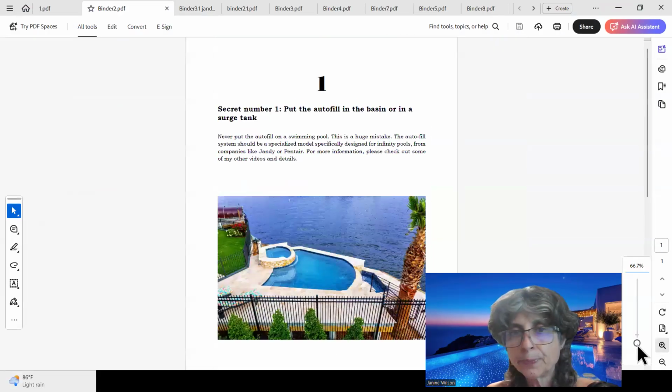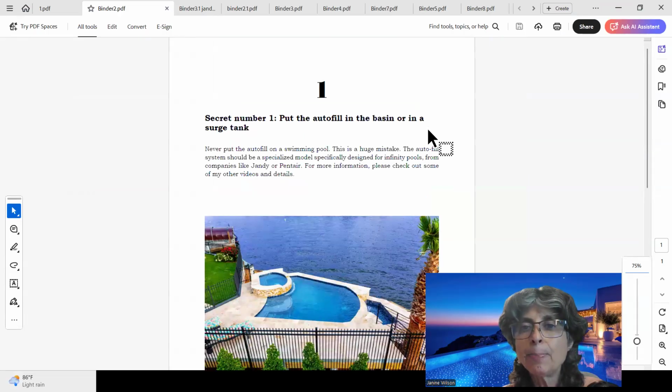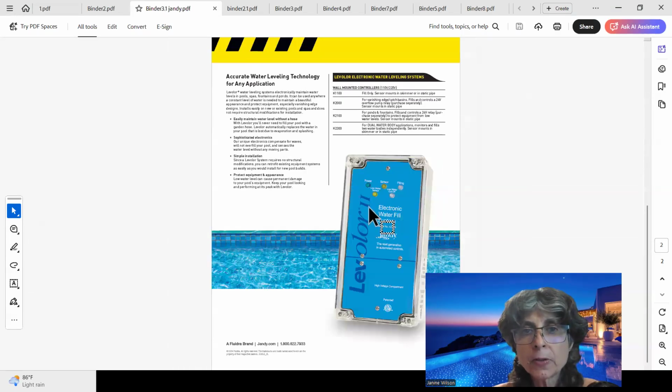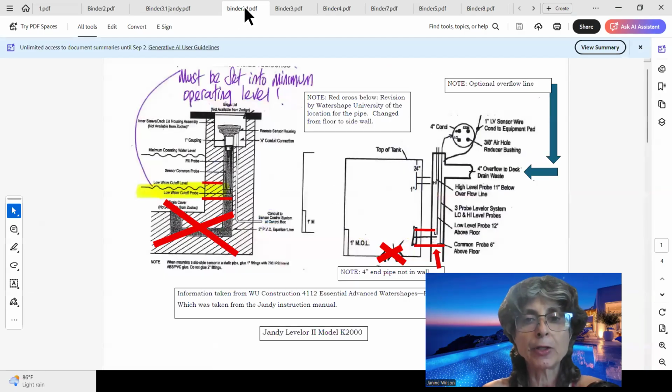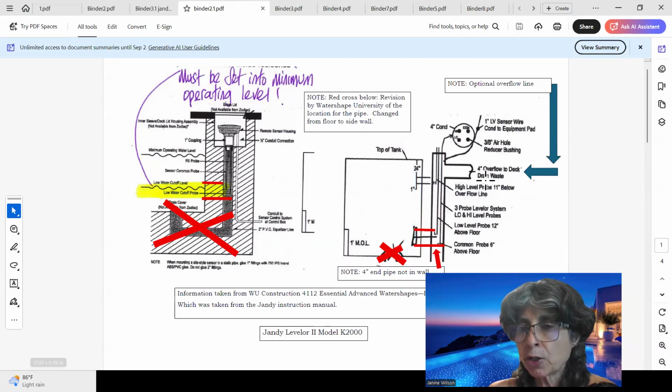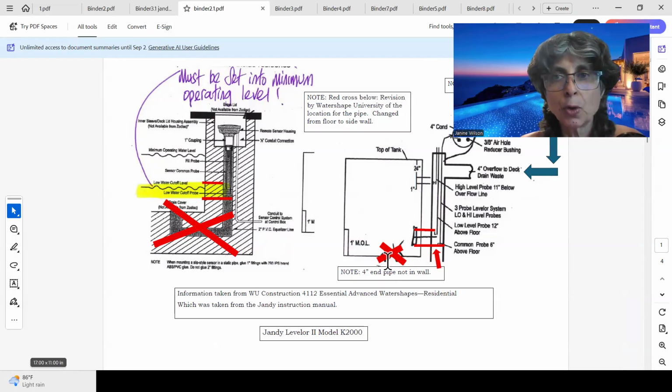So, number one, put the autofill in the basin or in a surge tank. Now, when I say that you put the autofill in the basin or in a surge tank, this is the type of autofill that you would use. Now, how you would install that autofill is something completely different, but this is a Jandy system that has been designed specifically to be placed into the basin or alongside the basin, I should say. So this cross section, which was taken from my Watershape University book, which was taken from the Jandy instruction manual. If you want to know how it's installed, you would consult with Jandy or look into the manual.